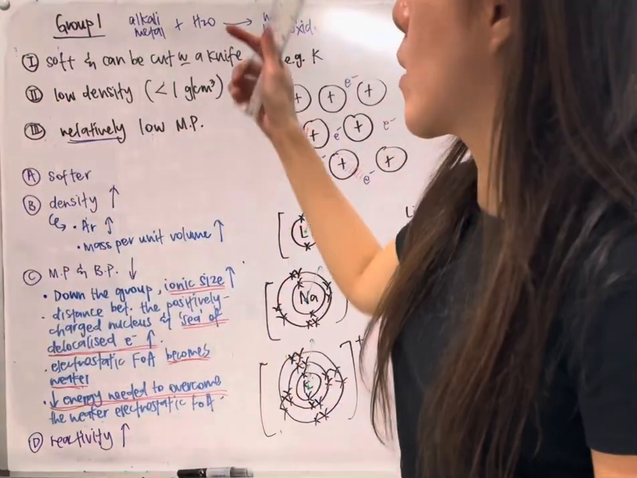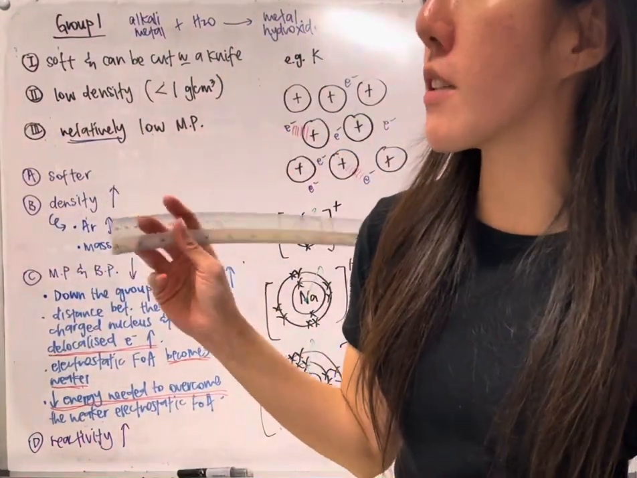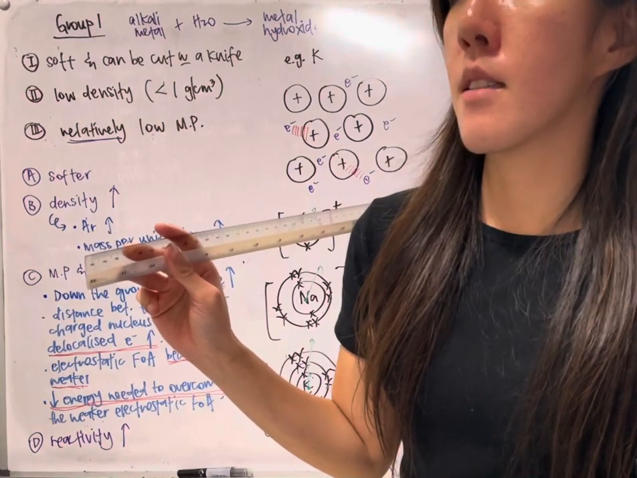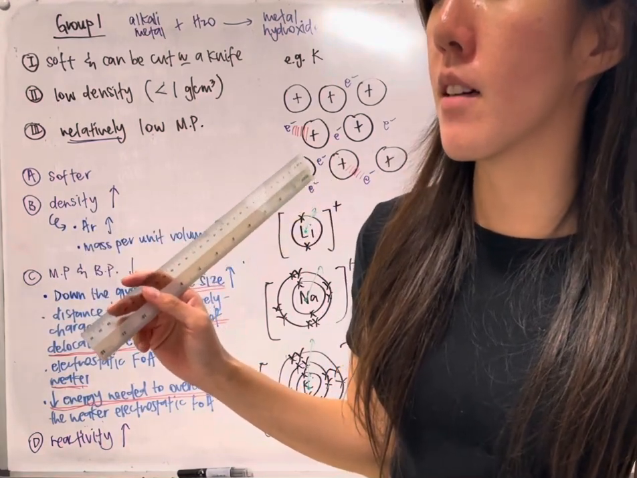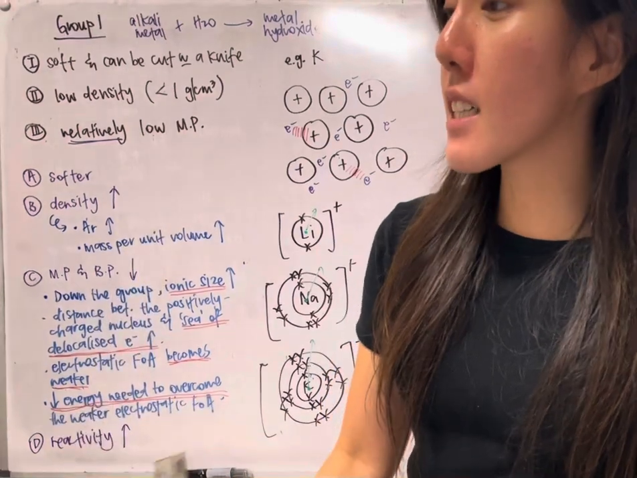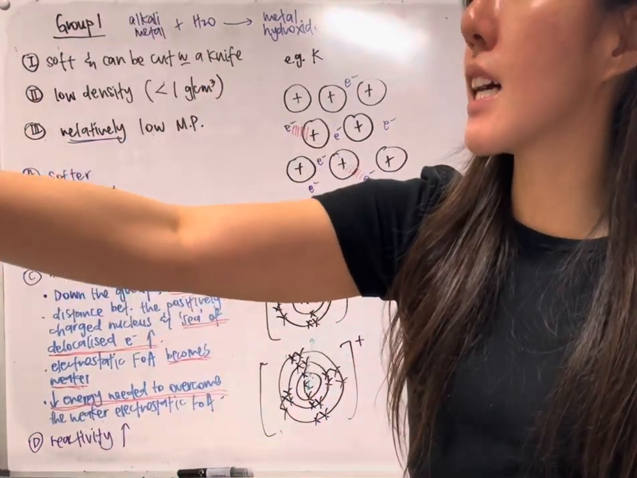Okay, next one. Another trend for group 1. Down group 1, we only mentioned three. Last one. Density will increase. What's the standard answer? Explain.